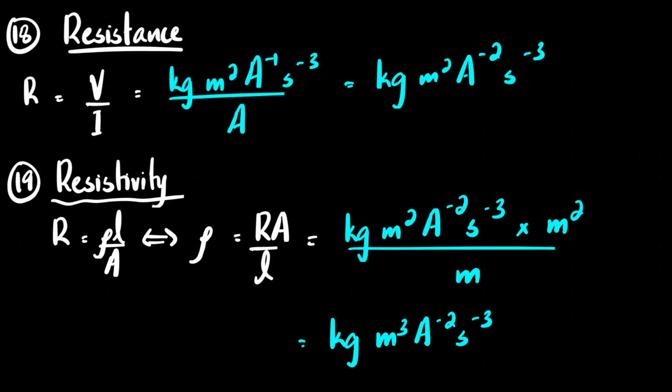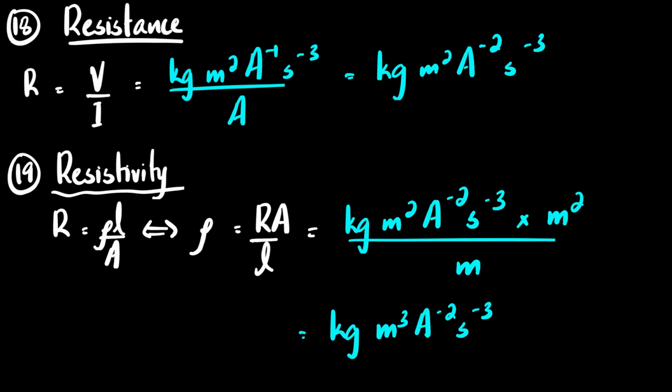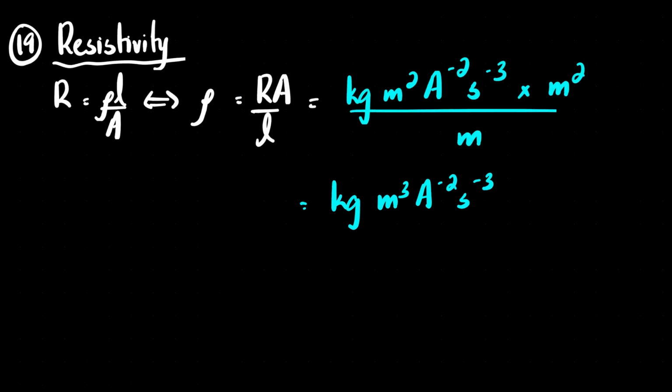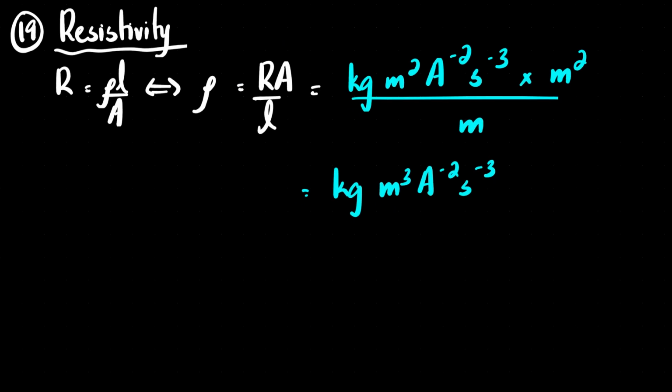Now other quantities in this chapter in electricity are energy and power, but using the same idea that we used before, electrical energy and electrical power would also have the same base units as other energy and other power.